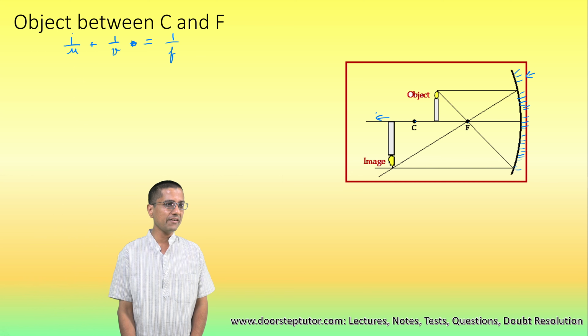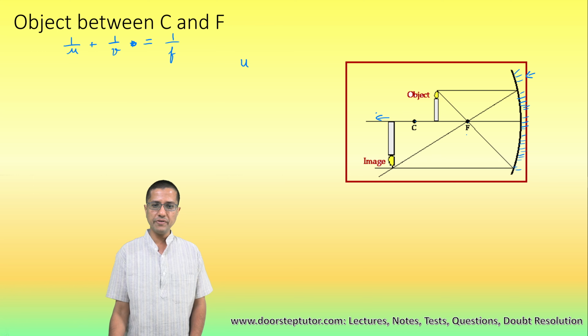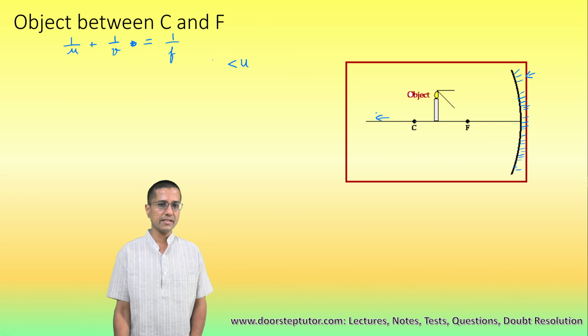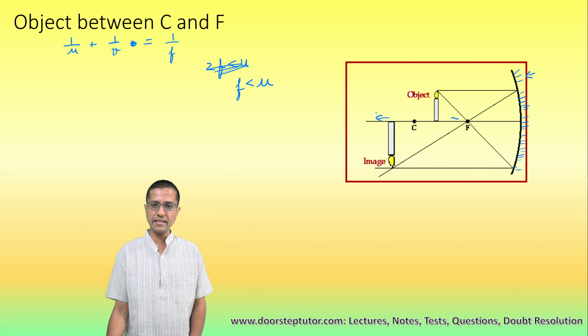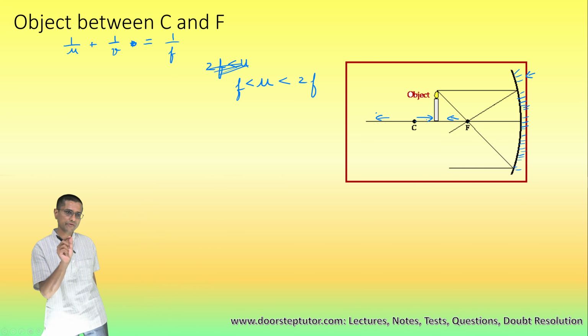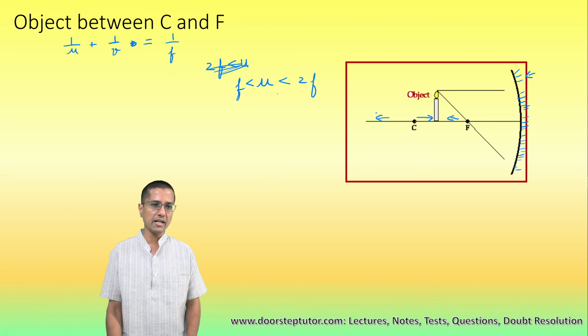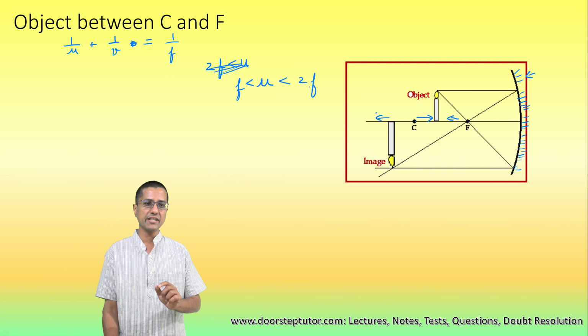So now let us understand where this 1 by u would fall. We know that u is between C and F, which means that u is greater than f, and it is less than 2f. Why? Because it is between C and F. That's what it means: our object distance is greater than the focal length, and it is less than the radius of curvature.